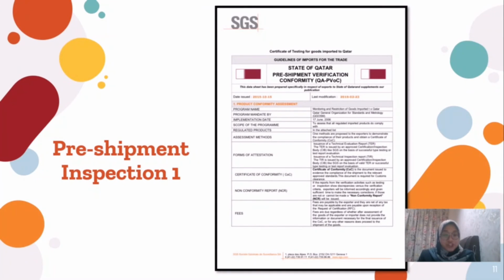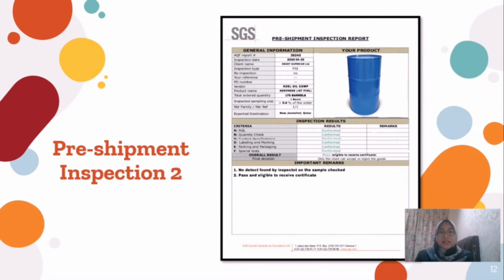Next, we have pre-shipment inspection, which is a document used to ensure that the product complies with the regulation and that the invoice correctly represents the form of product delivered and their worth to the exporter. So as you can see here, our barrels of kerosene have been inspected by the state of Qatar pre-shipment verification conformity. This is another pre-shipment inspection which contains the product and also all the inspection results.